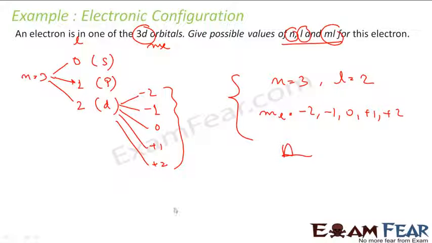Hope you understand. In the tree structure, what we told was, for a given value of n, I can have a lot of values of L. So for n is equal to 3, I got 3 values of L. For L is equal to 2, I got these 5 values of ml. That's the structure I got. The question says that the electron is in one of these orbitals of the 3d subshell, so these can have any of these ml values.